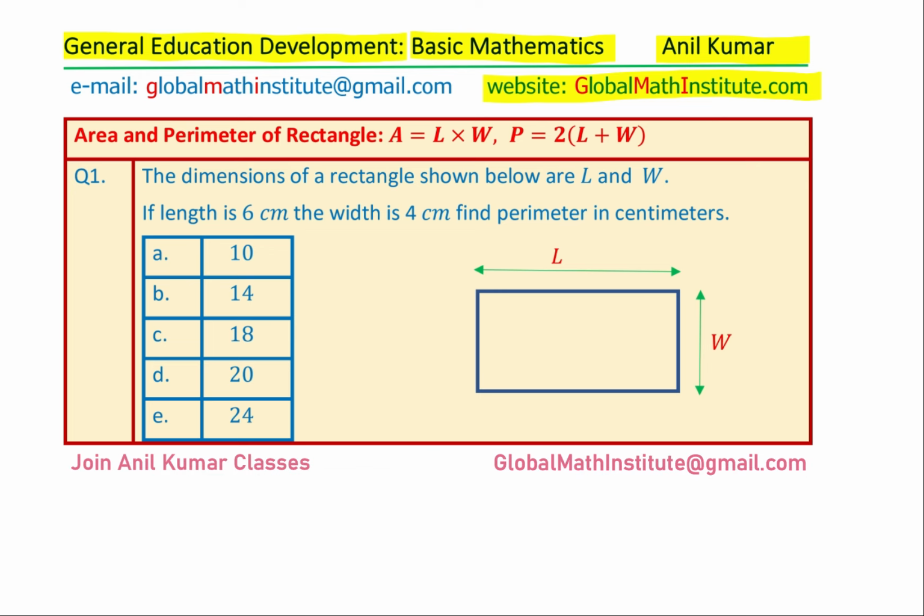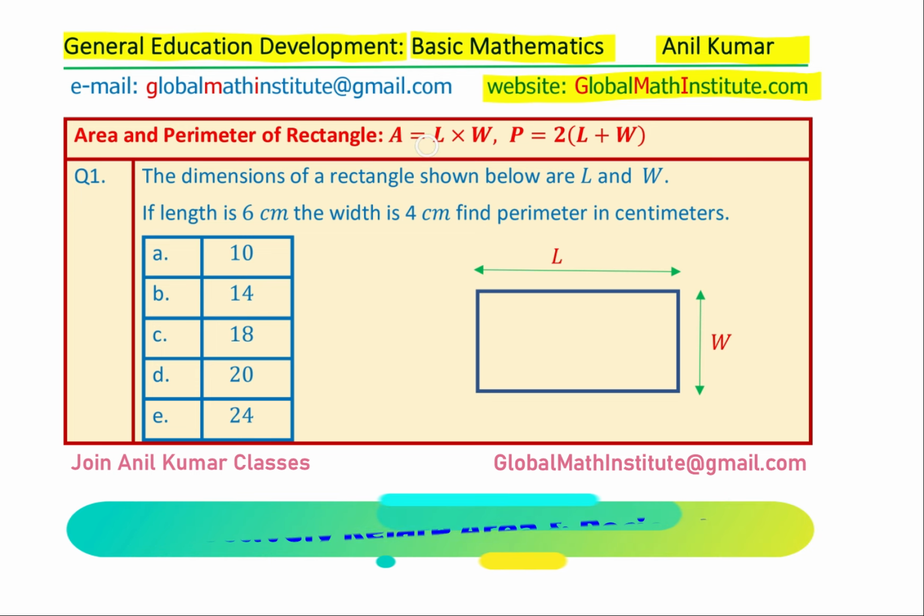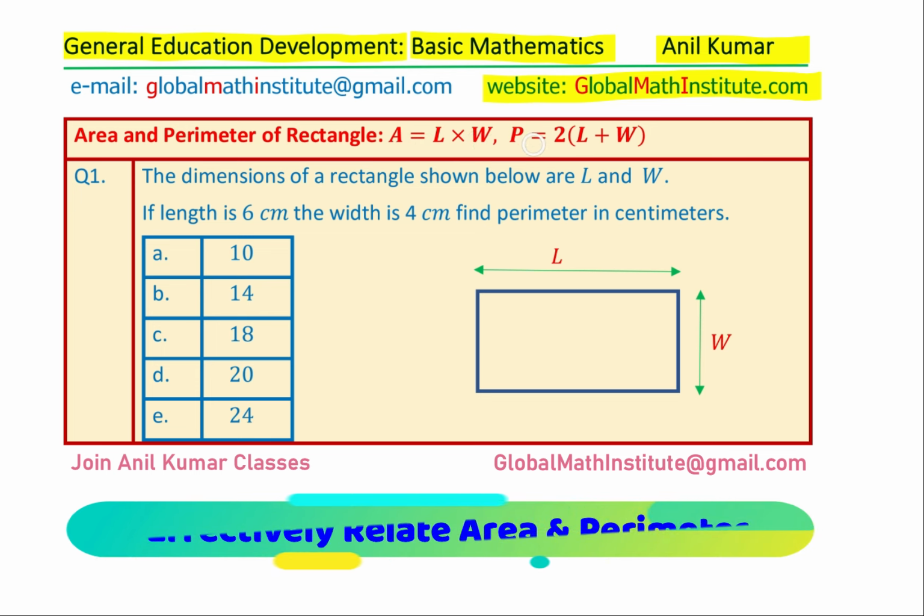On each topic, I'm going to take 10 related questions. In this video, we are going to discuss area and perimeter of a rectangle. The formula which will be used is: area is length times width, and perimeter is twice length plus width. Right? So a rectangle, as shown here, has length, normally the longer side, and width, the shorter side.